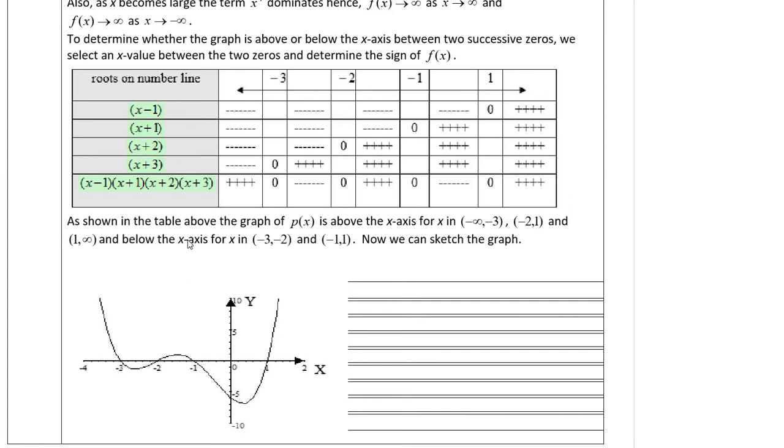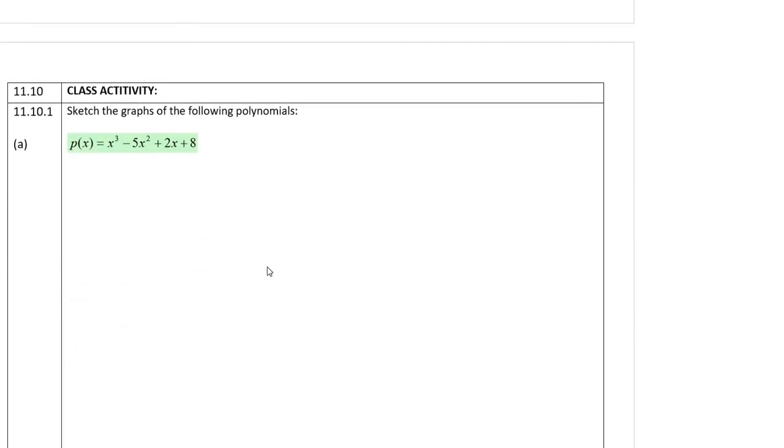I always get questions about the height here. It's not a problem, that's what I want to say for now. When we do the stationary points, then of course we determine the exact coordinates. But if you draw the sketch, you don't have to worry about it. As long as you show it's positive there, it's negative there, etc., then it will be fine. Okay, so a lot of marks here.